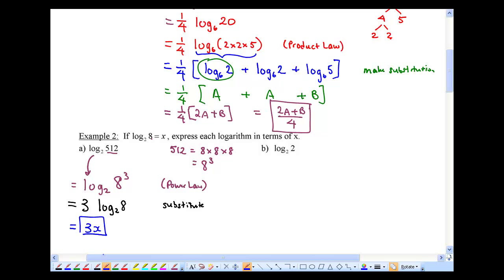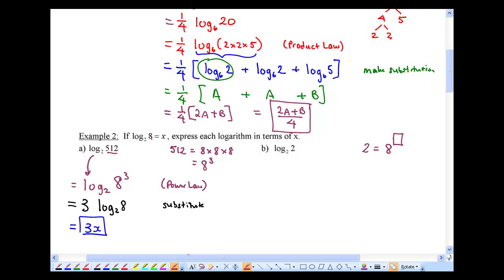How about the other one? Log base 2 of 2. Well, you know this equals 1, I know, but I want this in terms of x. So you're going to have to figure out, once again, the 2 and the 8. How do they go together? 2 is equal to 8 to what power, I guess is my question to you.